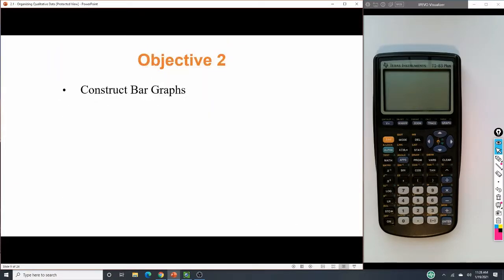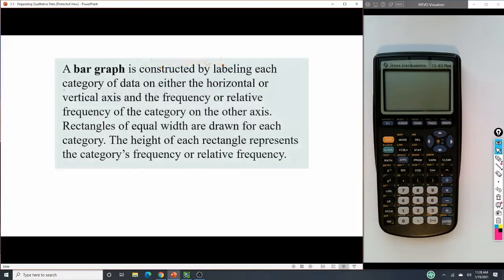All right, objective 2, construct bar graphs. So a bar graph is constructed by labeling each category of data either on a horizontal or vertical axis, and then the frequency or relative frequency, whichever one we want to use, on the other axis. And then rectangles are drawn for each category. The height of the rectangle represents the frequency or the relative frequency.